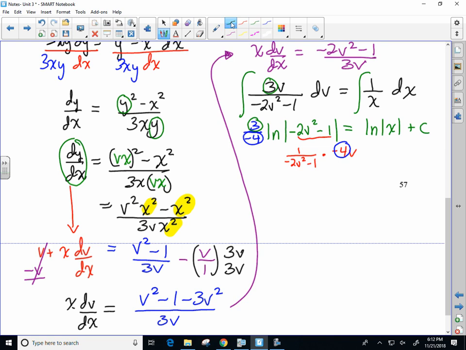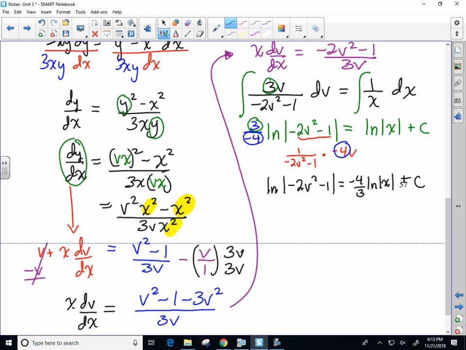All right. Anyway, a little bit more housekeeping. What I'm going to do is multiply both sides by a negative 4/3, because my goal here is to get the v alone. So ln of negative 2v squared minus 1 would be equal to negative 4/3 ln of x plus c.